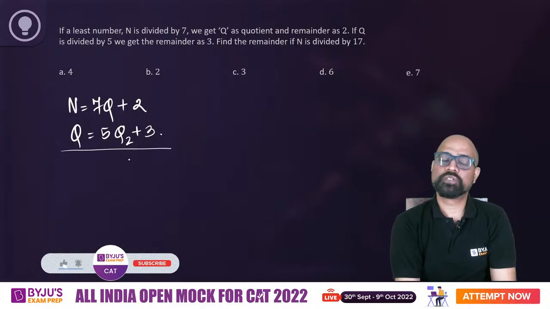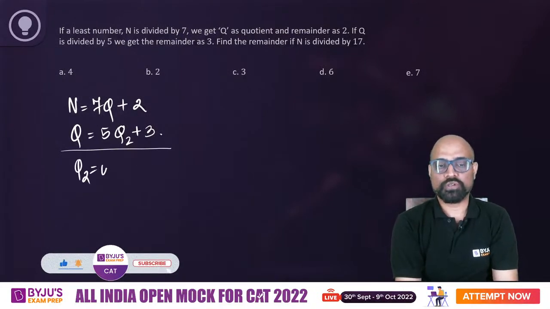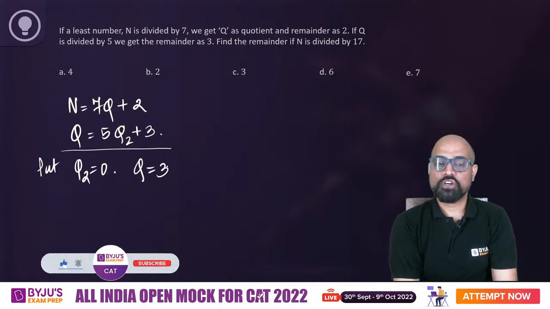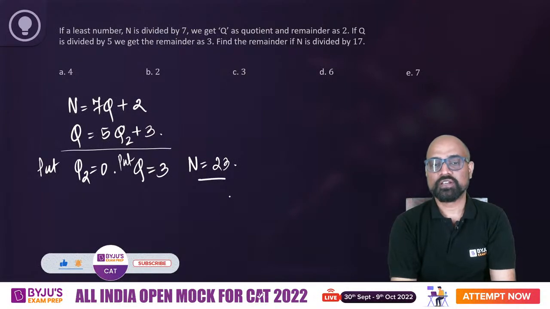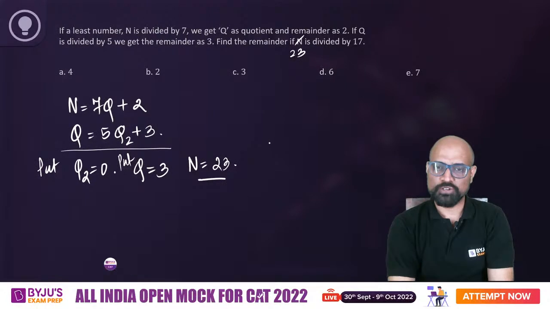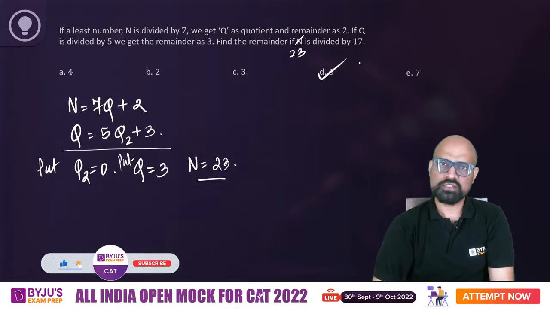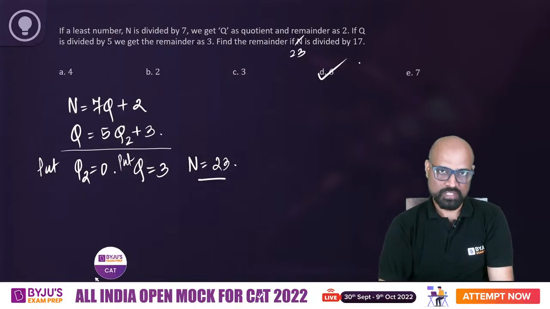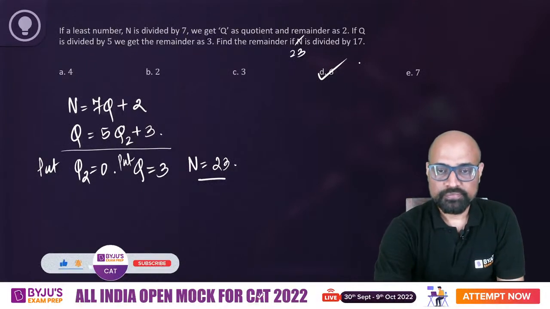So क्या करोगे आप? q2 को 0 put करोगे. If you put q2 as 0, you will get q is equal to 3. Now put q is equal to 3 in the above. You will get number as 7 into 3, 21. 21 plus 2, 23. You will get number as 23. Now the question is, if 23 is divided by 17, what is the remainder you are going to get? 6. है ना? ठीक है.